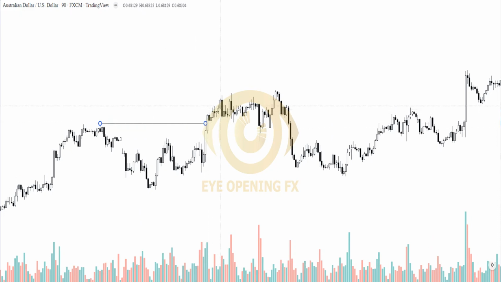Now, it created a higher high right here, a higher low, a higher high, a lower low, which is this, and created a new higher high. So market is trapped within this range. So this is what we call a consolidation.